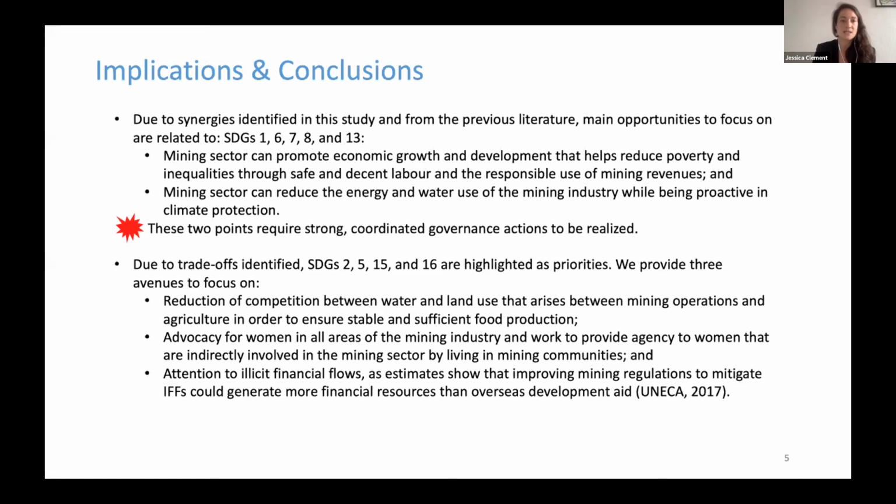And due to the trade-offs identified, we highlight here SDGs 2, 5, 15, and 16 as priorities, and we further provide 3 avenues to focus on. The first is the reduction of competition between water and land use that arises between mining operations and agriculture. The second is advocacy for women in all areas of the mining industry, and this includes indirectly when women are affected through mining communities. And then the final one is attention to IFFs, especially as estimates show that improving mining regulations to mitigate IFFs could actually generate more financial resources than all overseas development aid.